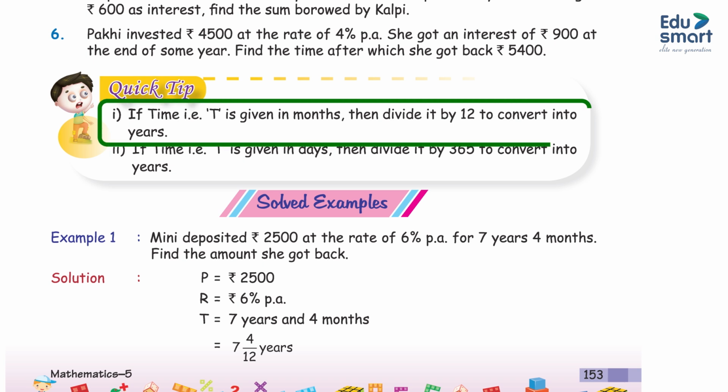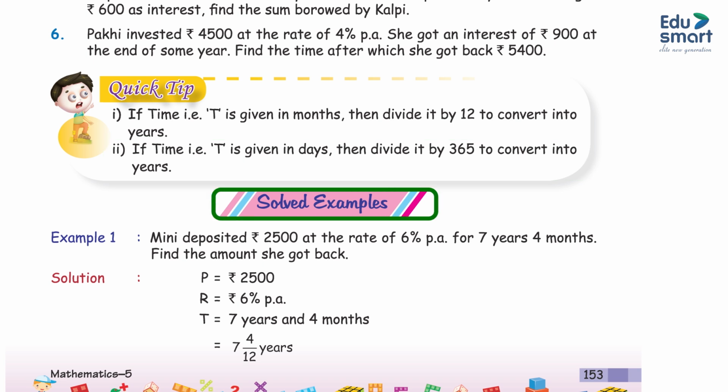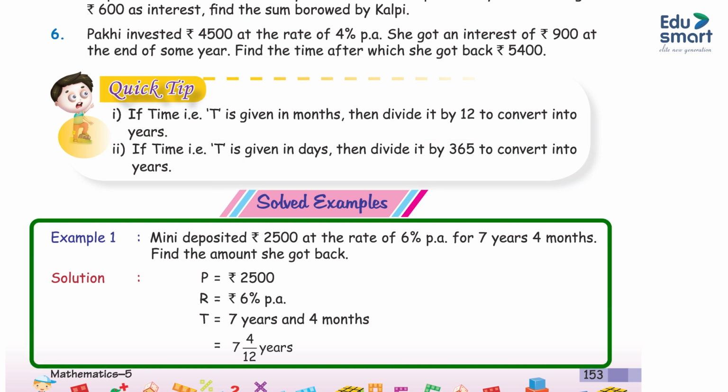1. If time T is given in months, then divide by 12 to convert into years. 2. If time T is given in days, then divide by 365 to convert into years. Solved example. Example 1. Minnie deposited rupees 2,500 at the rate of 6% per annum for 7 years, 4 months. Find the amount she got back.